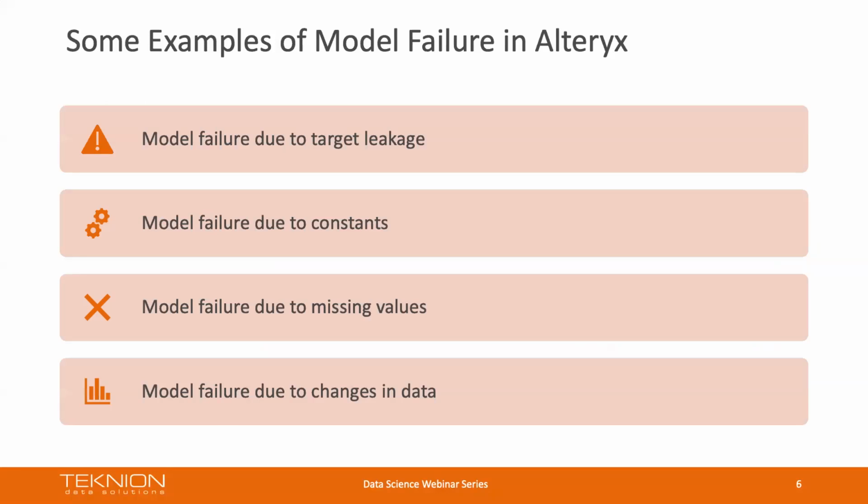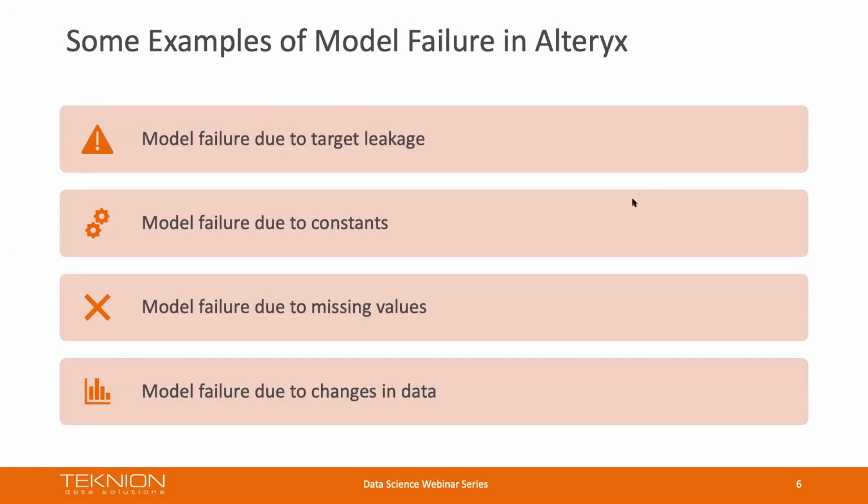All right. So here are some examples of model failure in Alteryx we're specifically going to look at. The first is model failure due to something called target leakage, and I'll get back to that. The second is model failure due to what's called constants in our data set, and we'll look at why we have model failure there. Then we're going to do some model failure due to missing values, because we'll see that models just won't run with missing values inside of Alteryx. And then we will look at model failure due to changes in data, meaning that last thing that we're talking about.